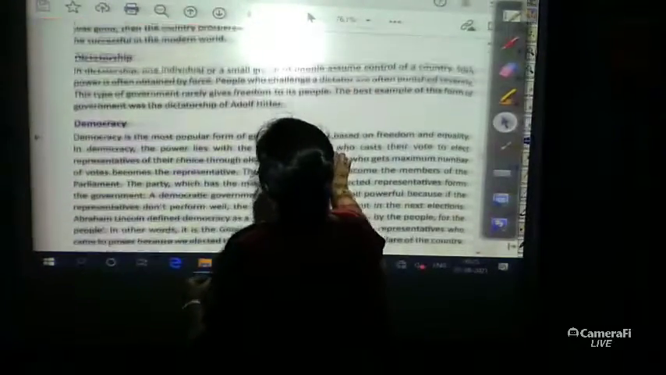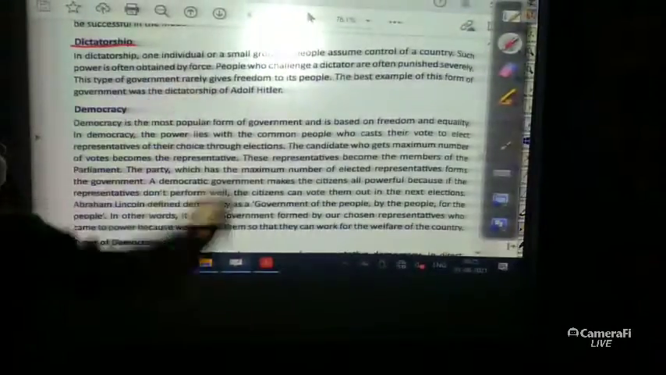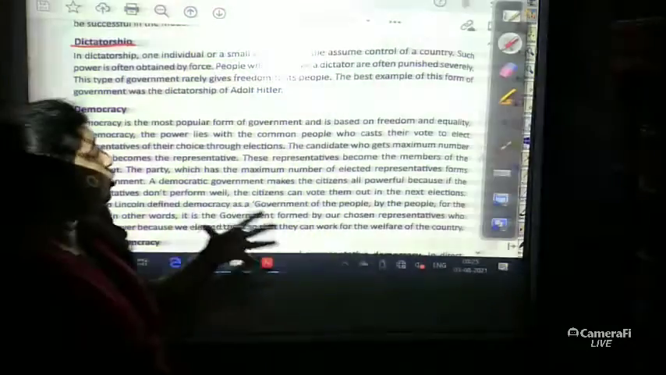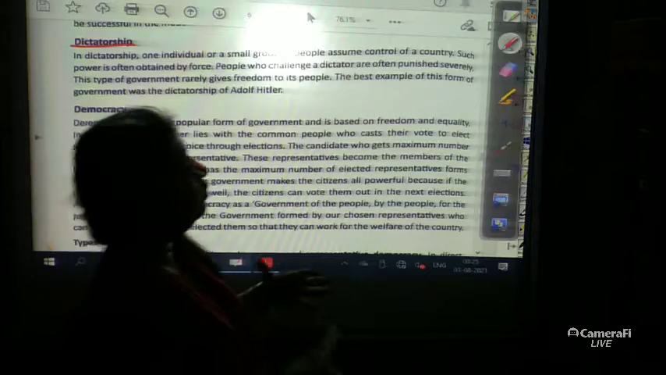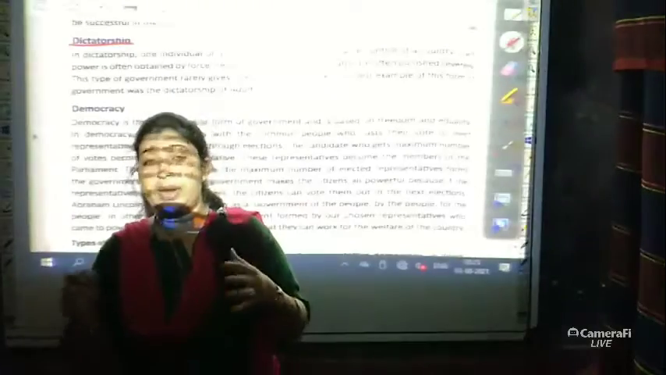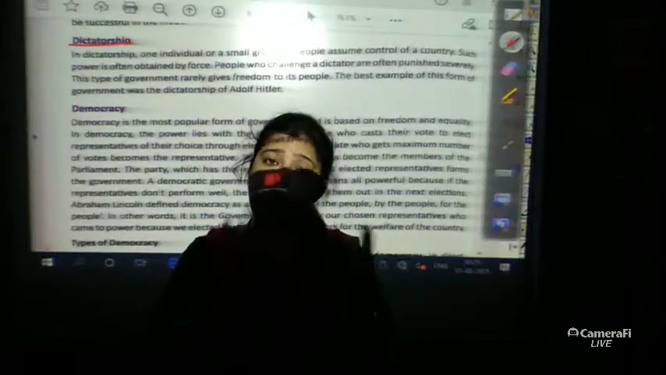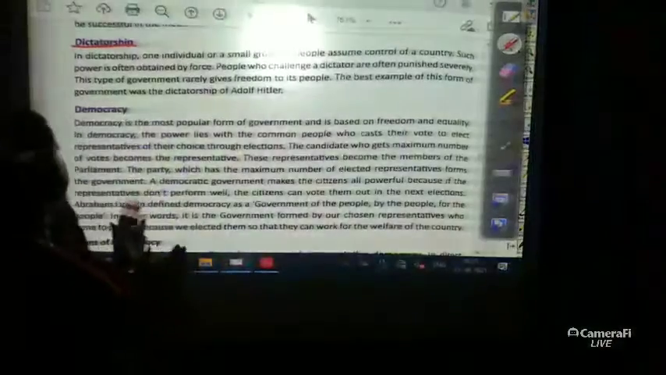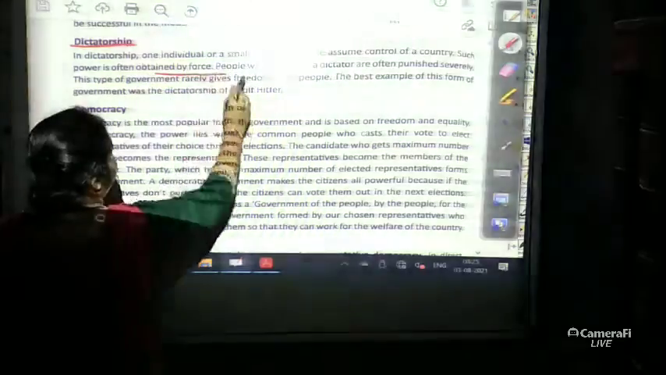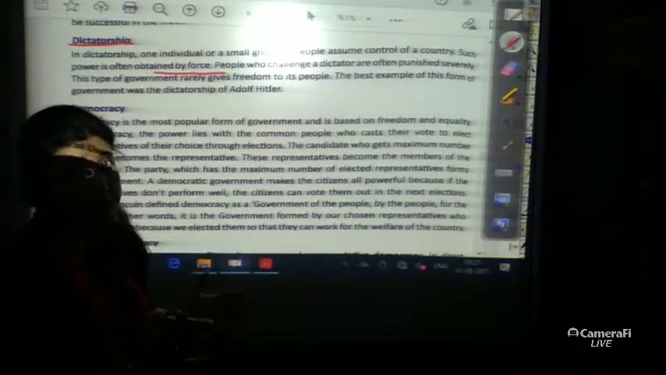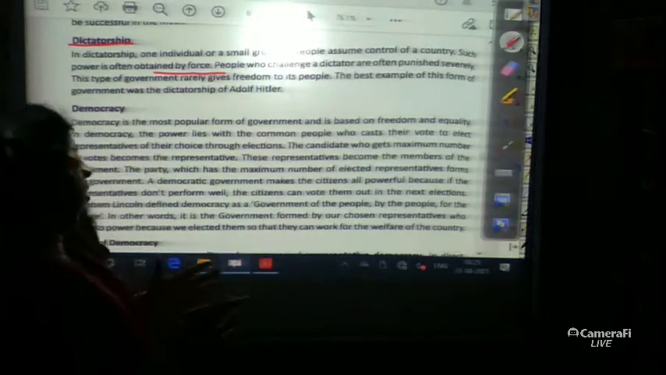Now our next part is dictatorship. In dictatorship, one individual or a small group of people assume control of a country. So in dictatorship, any one particular person or some group of people can rule over the country. Such power is often obtained by force. That means this power can be obtained forcefully.